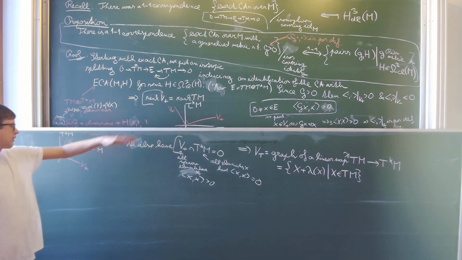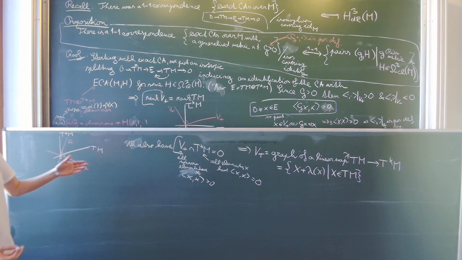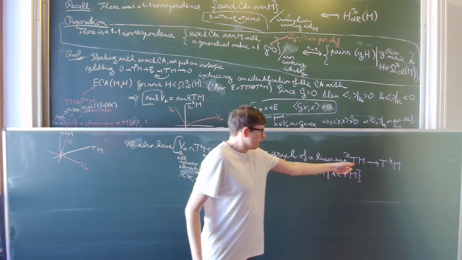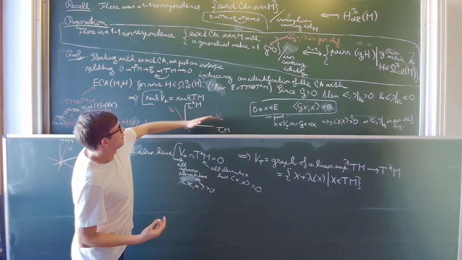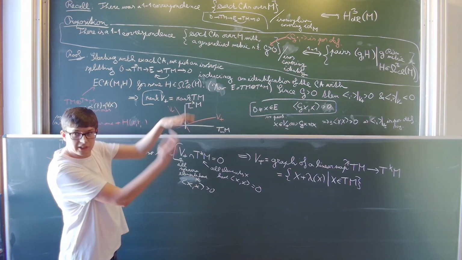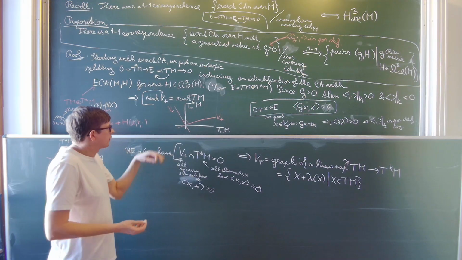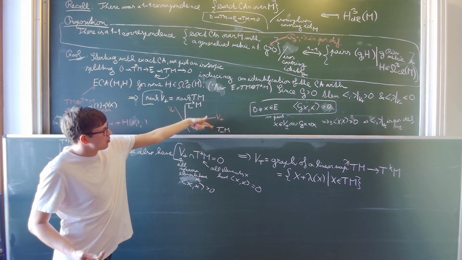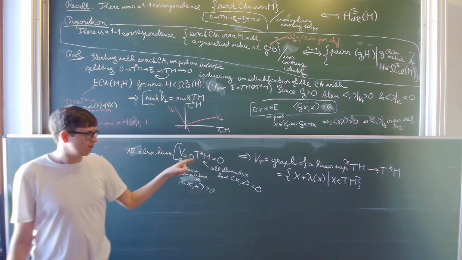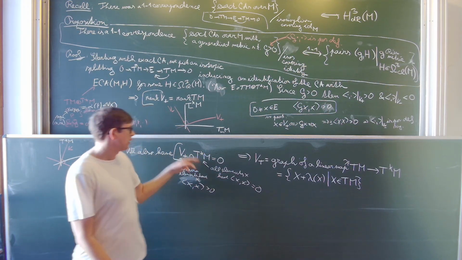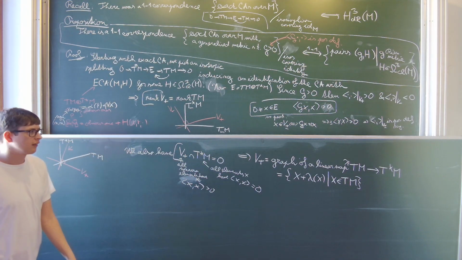If you want something that's a graph of a linear map, then first of all you need this thing to intersect trivially with this thing, because otherwise you have two points over the same point, which is not a graph. And second of all, you want the dimension of this to be the same as the dimension of this, otherwise it's not a graph. You need these two conditions to ensure that.